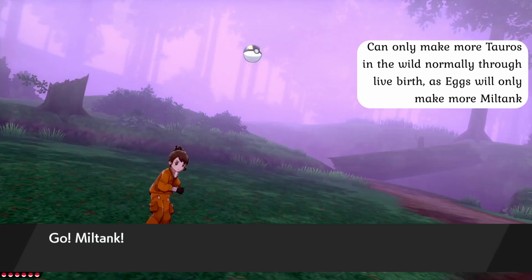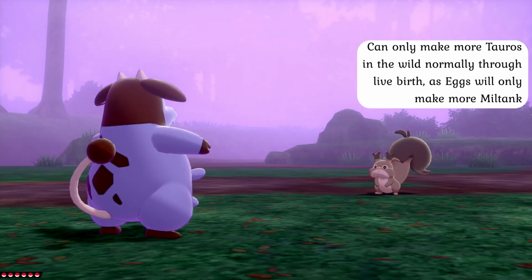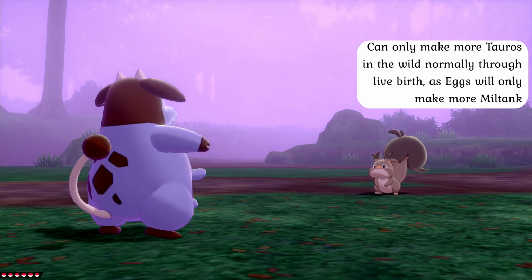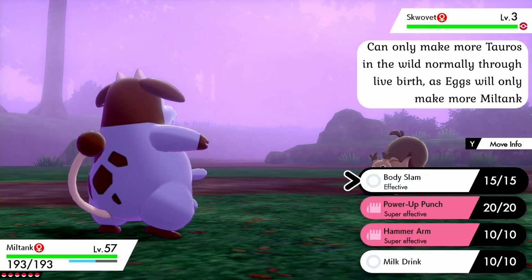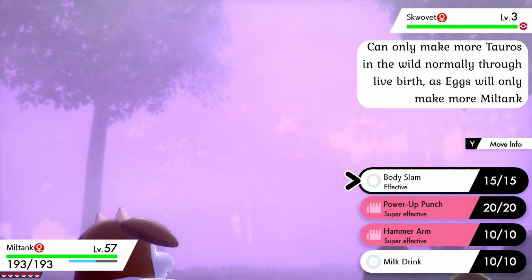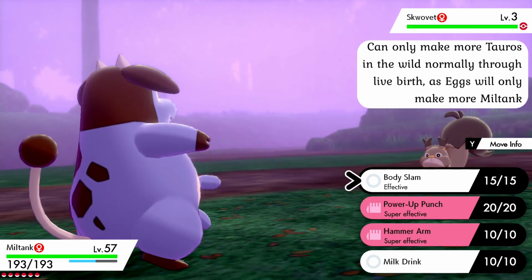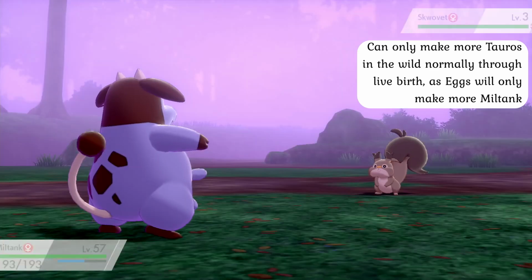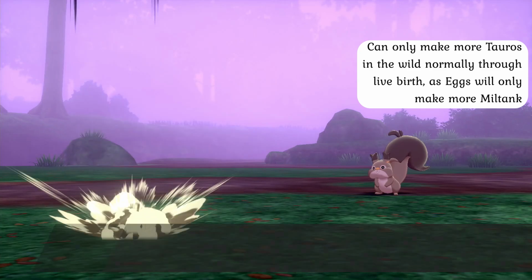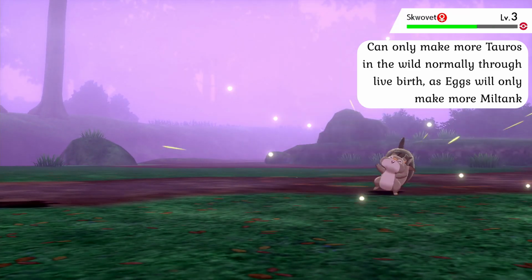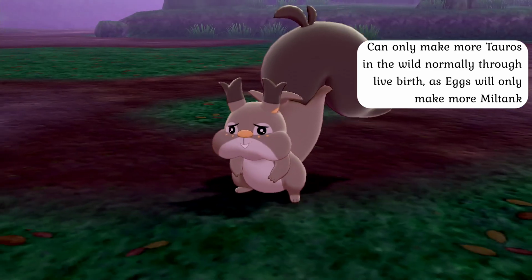As well, it's easy to get more Miltank from a pairing of these two in captivity. Wild Tauros can actually only be produced reliably in the wild, as eggs will only make more Miltank. Only live birth can create more Tauros, possibly because of factors of aggression and species integrity among males, as seen in species where there's a skewed gender ratio in favor of females without there being a total lack of males.